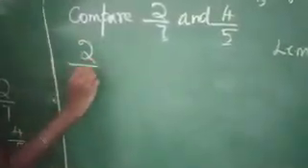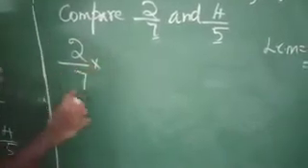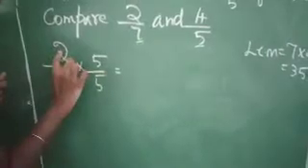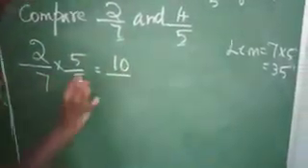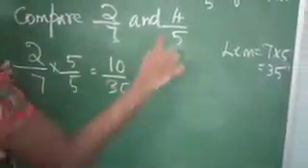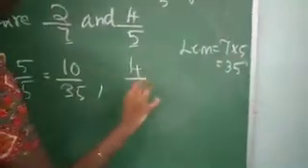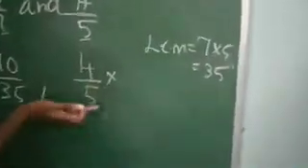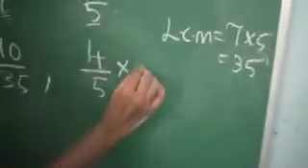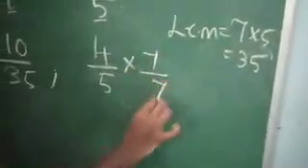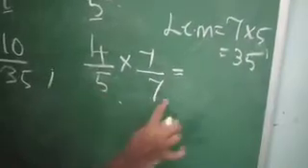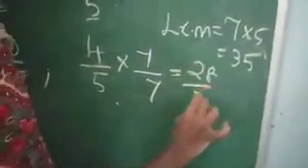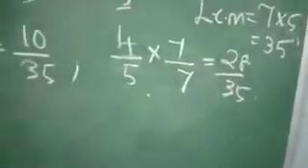Here you take 2 by 7. To get 35 as the denominator, multiply both the numerator and denominator by 5. So 2 5s are 10 and 7 5s are 35. Now take the other fraction, 4 by 5. Here you have to convert the denominator into 35. For this you multiply both the numerator and denominator by 7, because 5 7s are 35. So 4 7s are how much? 28 by 35.